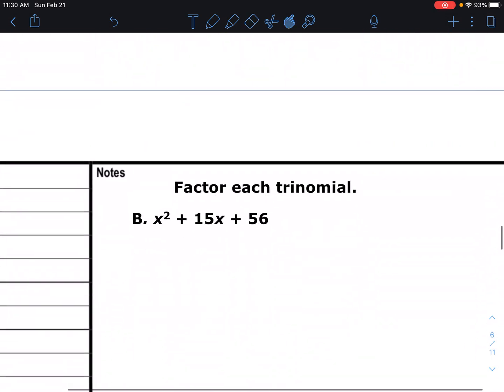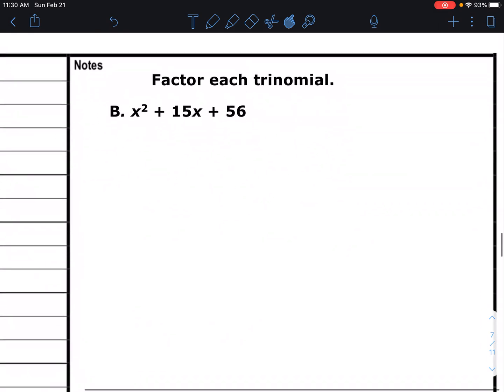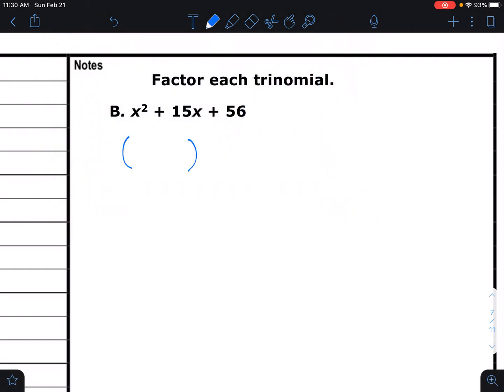Let's try another one. To get into the habit of how these work, you can pretty much always just start out by doing this and this. Now again, you can list out numbers that multiply to be 56, but add up to be 15.